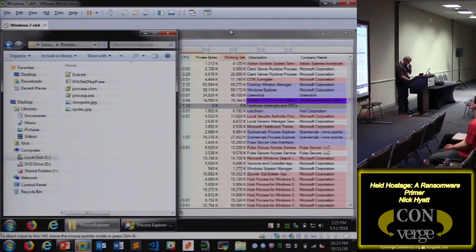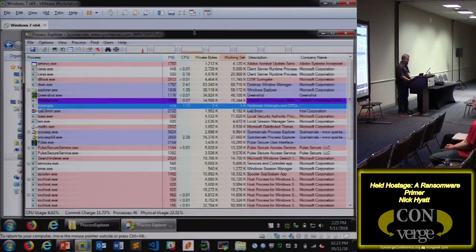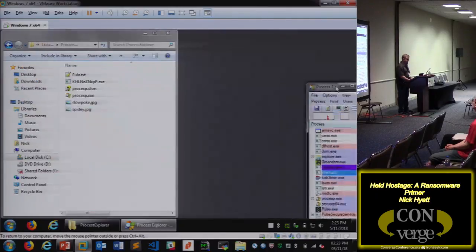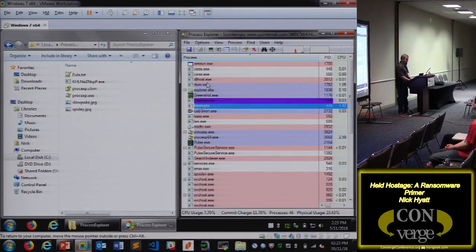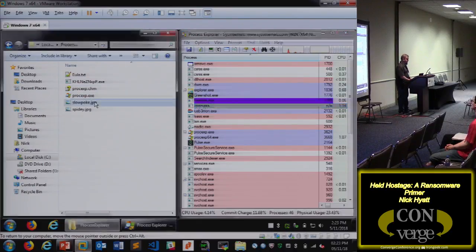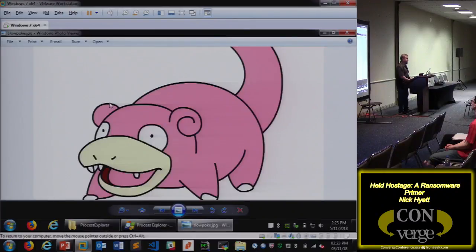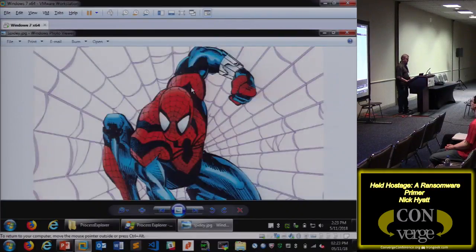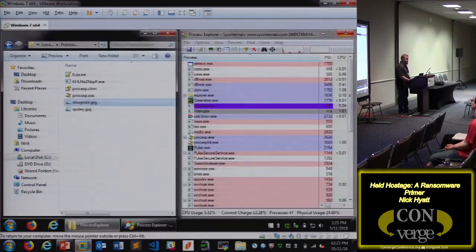All right, so I have Process Explorer running here, and we'll just move that over to the side. Just to give you an idea of what's running on here, we have a couple of files. We have our standard end user license agreement for Process Explorer, just have it here as an example. We have our friendly neighborhood Slowpoke and our friendly neighborhood Spider-Man. And I have these in here just as an example of files that maybe would be in a user's directory or something like that.